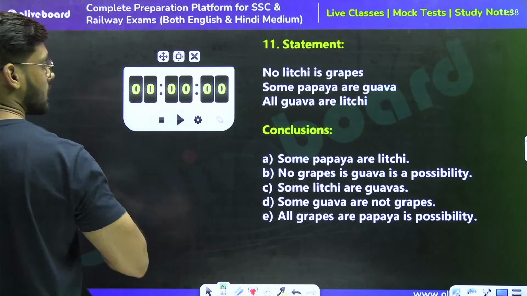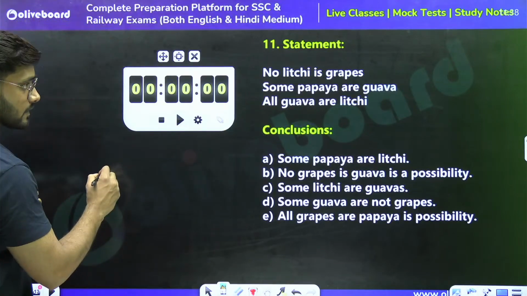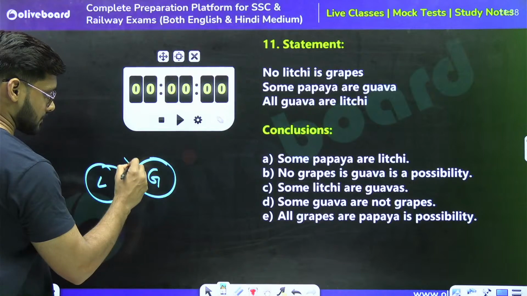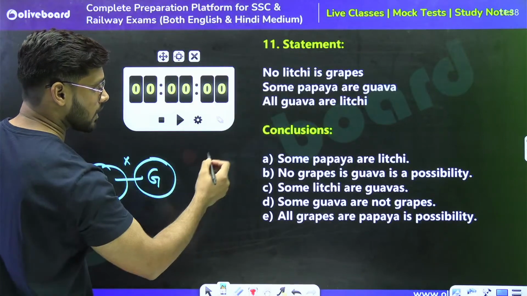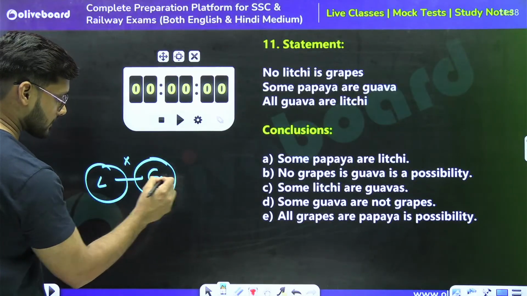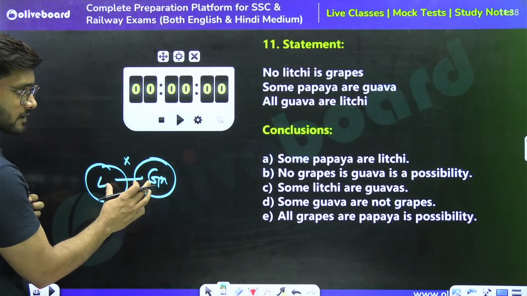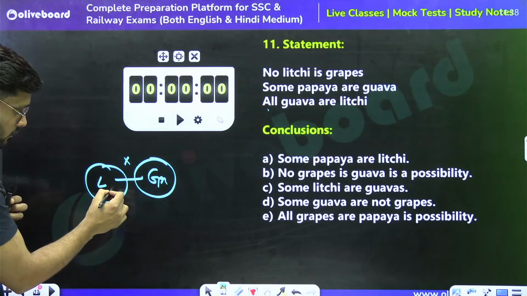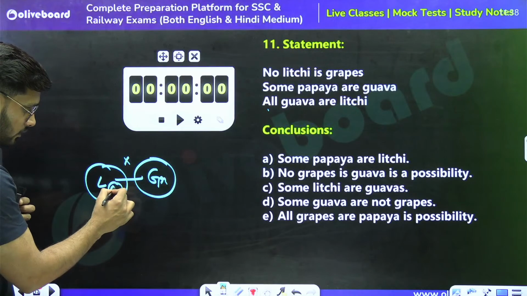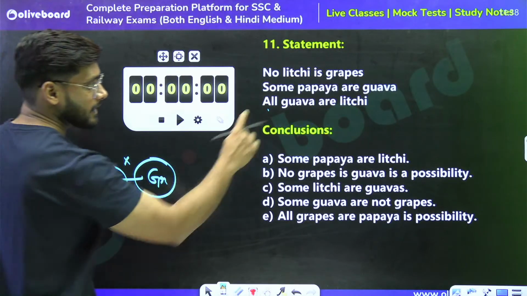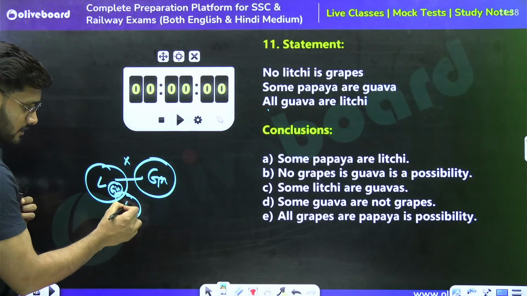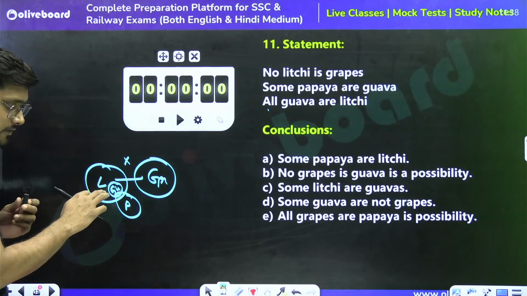Let's see. No lychee is grapes. Some papaya are guava, but this is grapes, so papaya and guava cannot have any relation right now. All guava are lychee, so all the guava will come inside lychee. And some papaya are guava, so papaya will make a relation with guava, and by default papaya will make a relation with lychee.